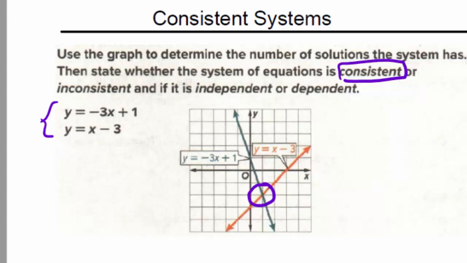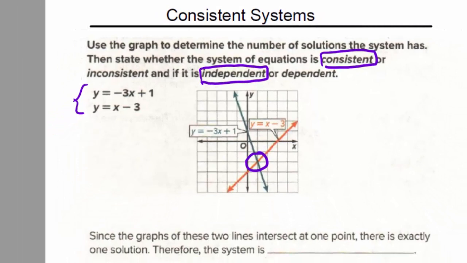And then we want to know, is it independent or dependent? Well, it has only one, and independent means one, or by yourself, so independent. So we answer this down at the bottom. It says, since the graphs of the 2 lines intersect at one point, there is exactly one solution. That's what consistent or independent means. Therefore, the system is, we're going to write them both in there, consistent, independent.